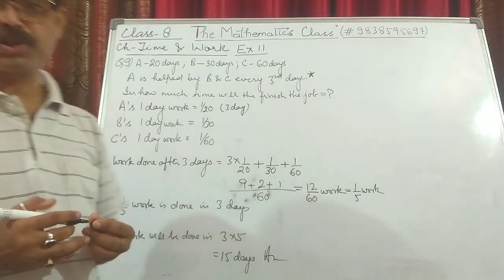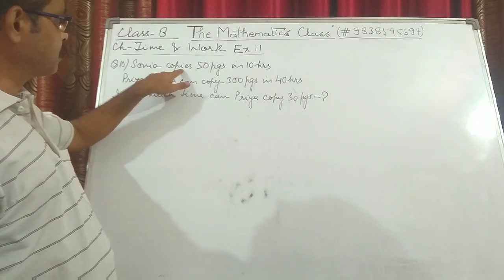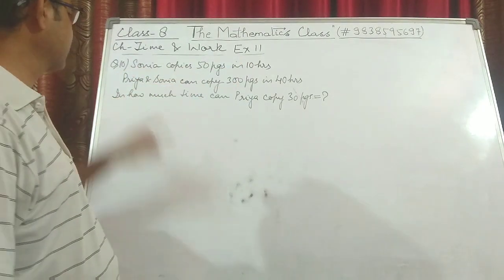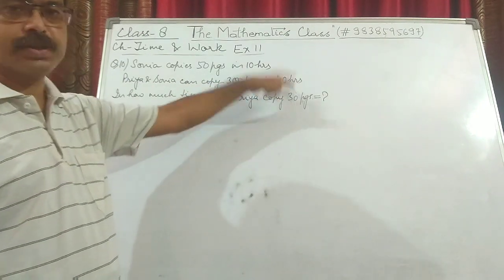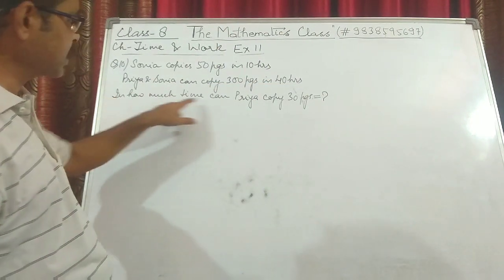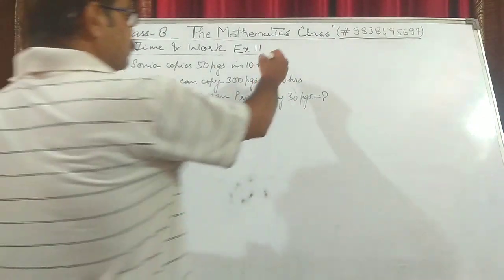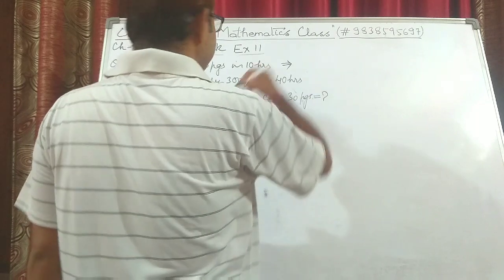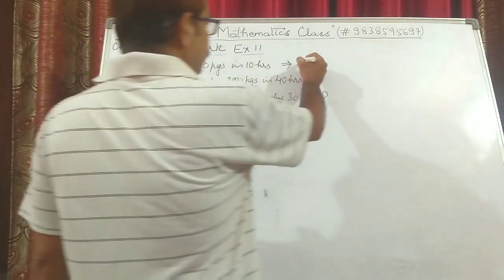Now we move on to question number 10. Sonia copies 50 pages in 10 hours. Priya and Sonia can copy 300 pages in 40 hours. We have to find in how much time Priya alone can copy 30 pages. So from this first statement, we can say Sonia copies 50 pages in 10 hours.